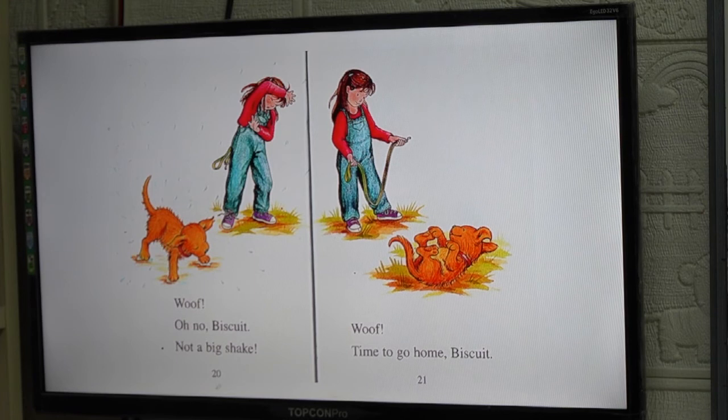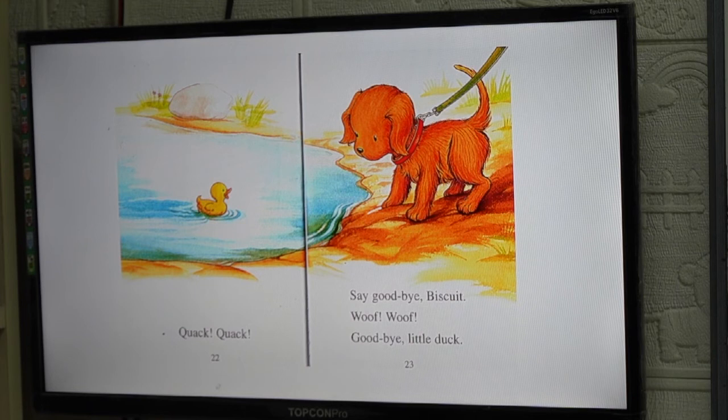Alright, what happens now? Jane is holding a piece of string because it's time to go home now. So that's why Jane said, let's go home. That's why she has the string on. Quack, quack. So what does quack, quack mean here? Does it mean hello? It means bye-bye. Jane said, say goodbye, Biscuit. Goodbye, little duck.